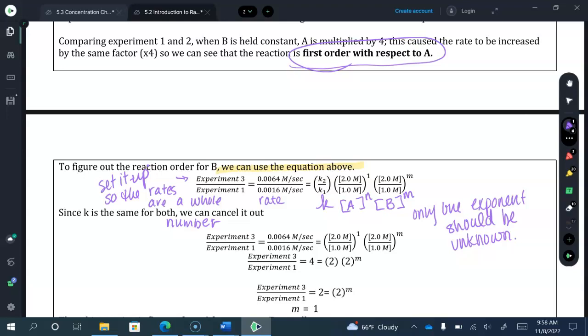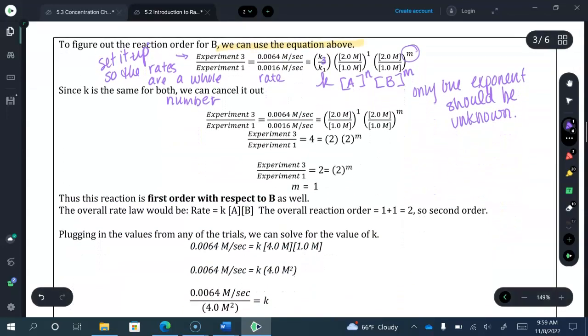So K, and this should actually be K3 because it's from experiment 3. K3 over K1 times the concentration of A from experiment 3 and experiment 1, to the first power, because we know it's first order, times the concentration of B from experiment 3 divided by experiment 1 to the n power. This is our unknown, and we're going to try and solve for it. And that work is shown here.